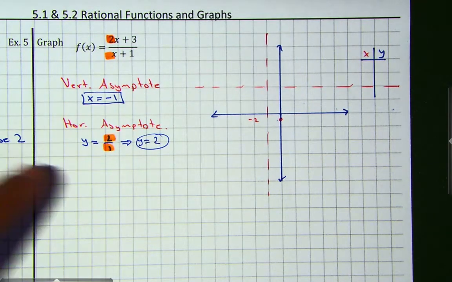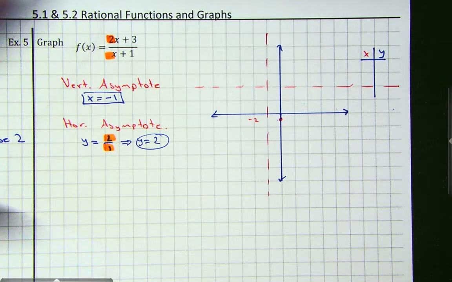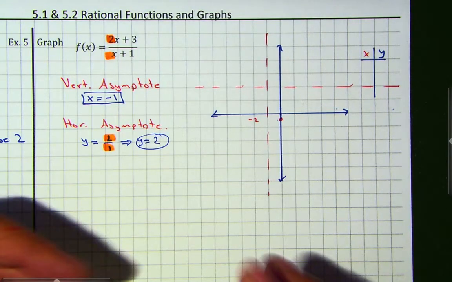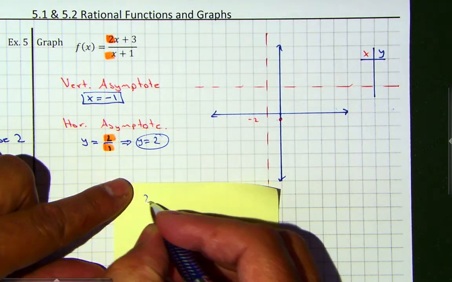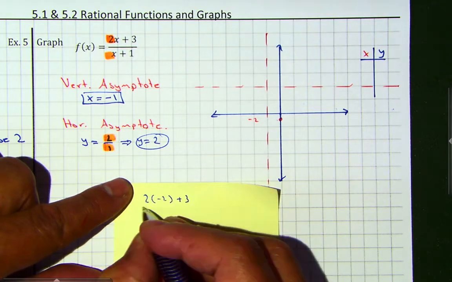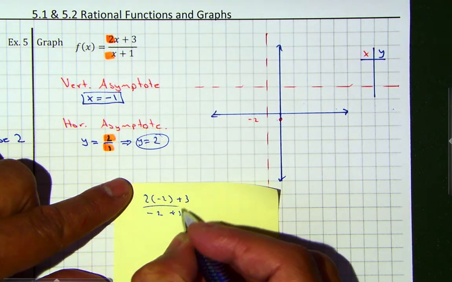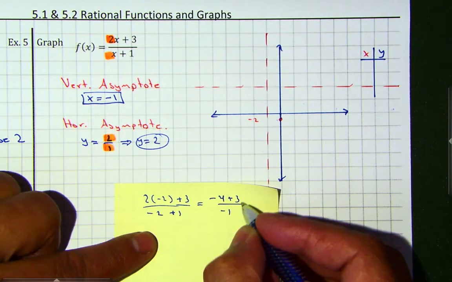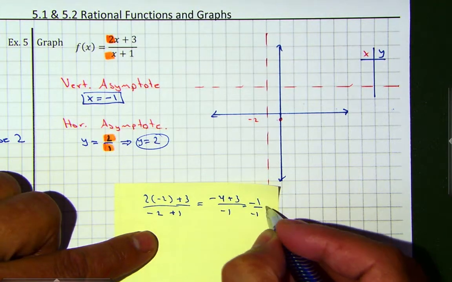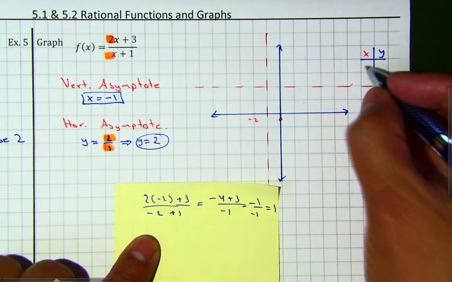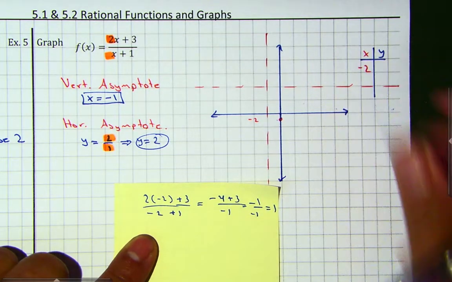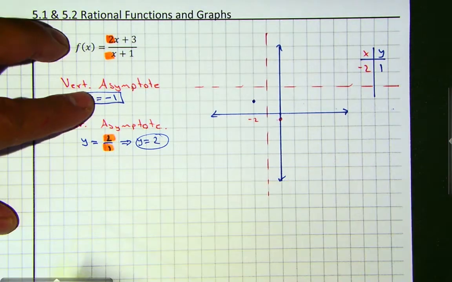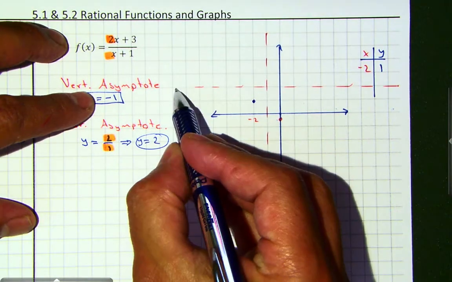If I plug in a -2, I end up with 2 times -2 plus 3. So it's -4 plus 3. So it'll be -1 over -1, which is 1. So plug in a -2, I end up with 1. So therefore, that part of the graph will be on this side.